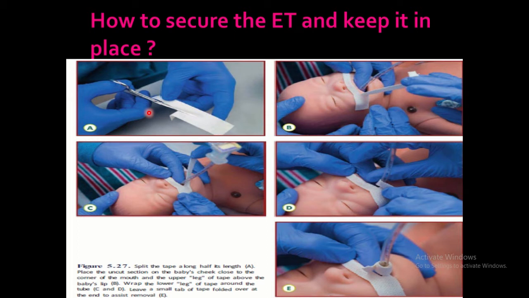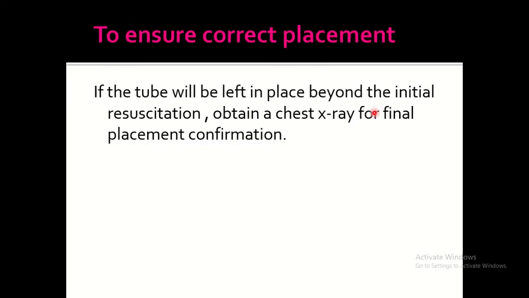How do we secure the endotracheal tube and keep it in place? You need a tape. The tape should be cut like a pair of pants, and the uncut part will be on the baby's cheek, as we see here, and the cut part will be on the upper border of the lip, wrapped along the endotracheal tube, and it will be fixed.